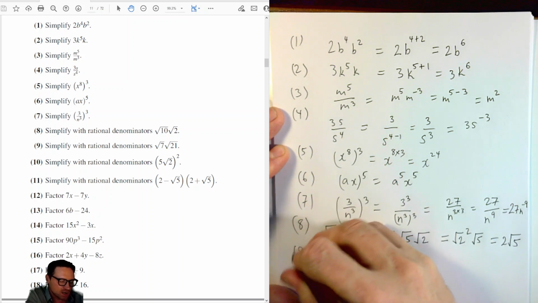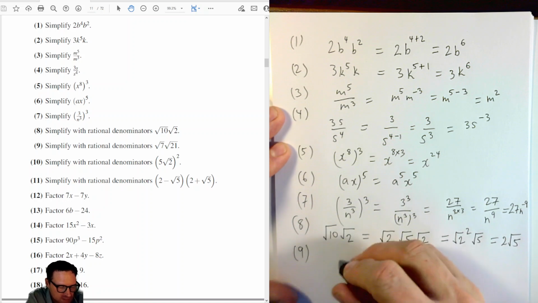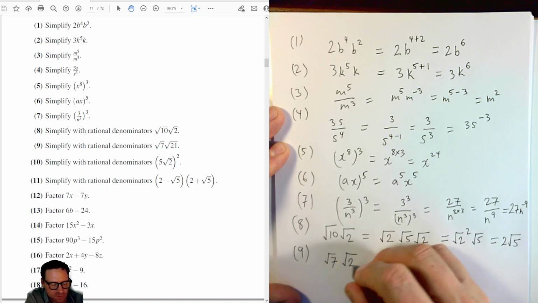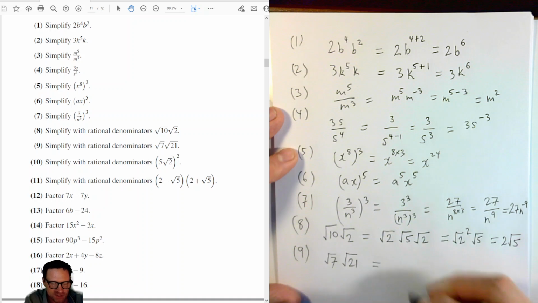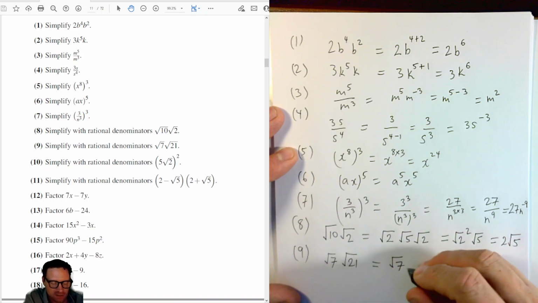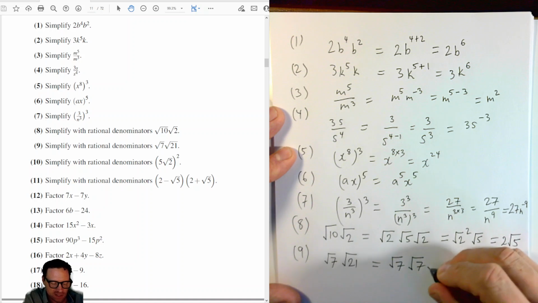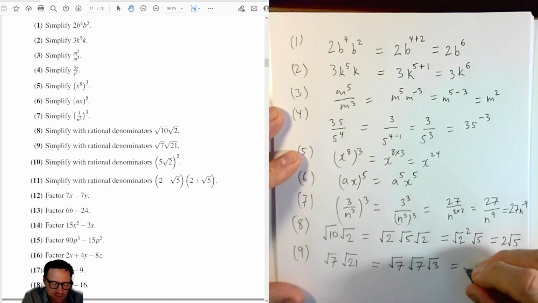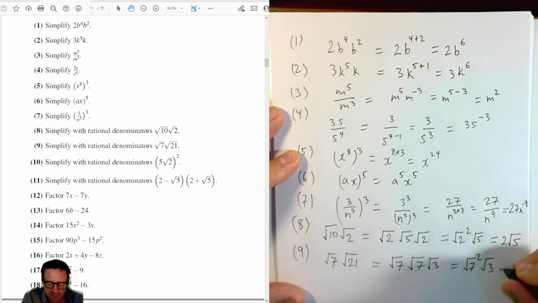Okay, question 9. Simplify with rational denominators root 7 times root 21. Well, same story here. We have root 7 times root 7 times root 3, because 21 is 7 times 3, and so that's root 7 squared times root 3. Root 7 squared is 7, so this is 7 root 3.